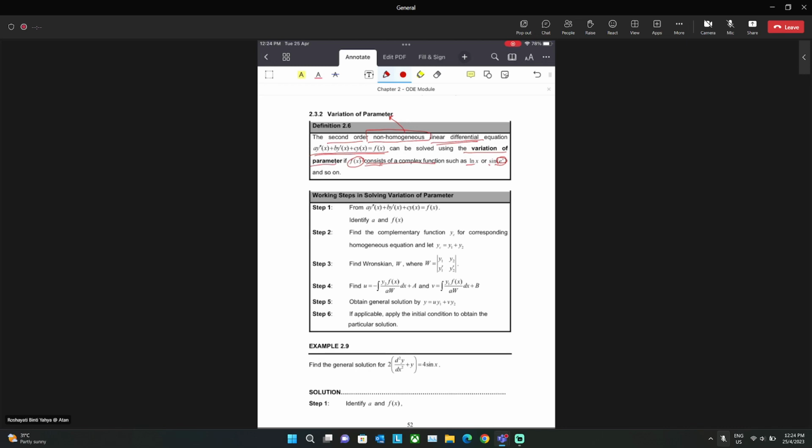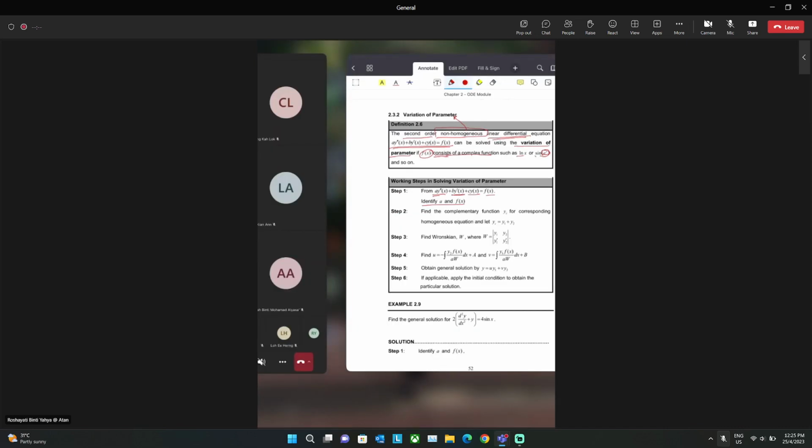Let me check my steps from just now. More or less only. From a y double prime x plus b y prime x plus c y(x) equal to f(x), you need to identify what is your a and what is your f(x). I think I want to write it down also, and then later on you can refer.